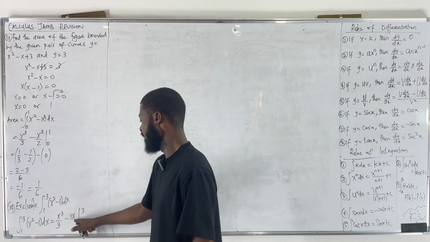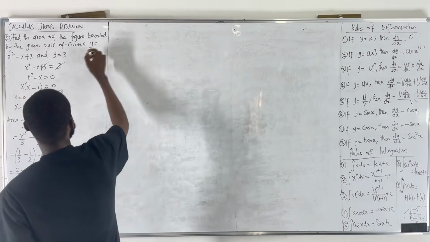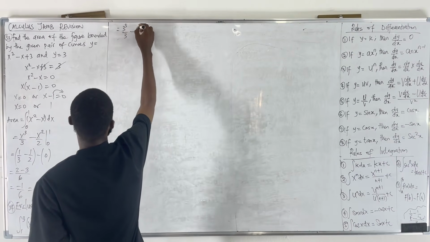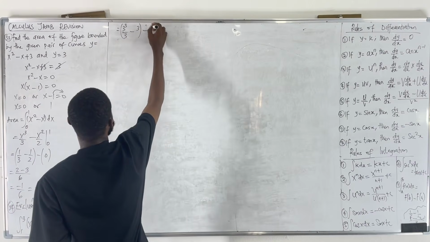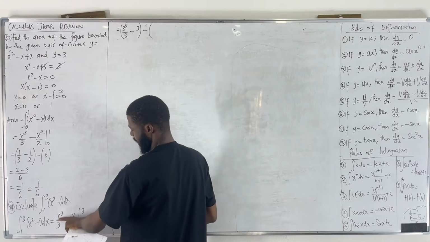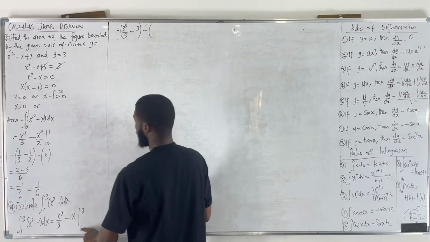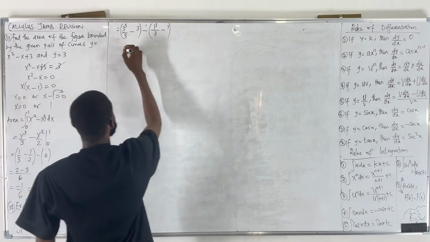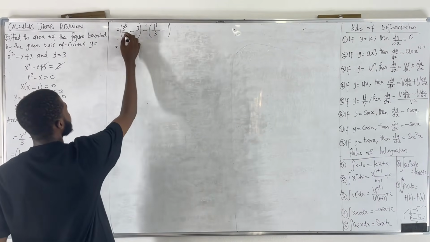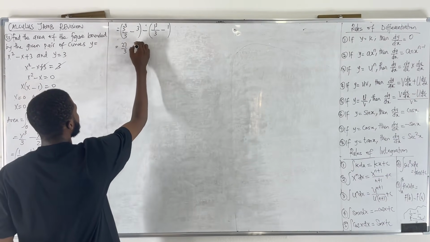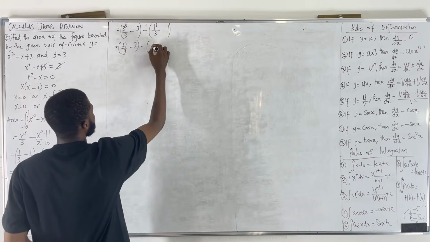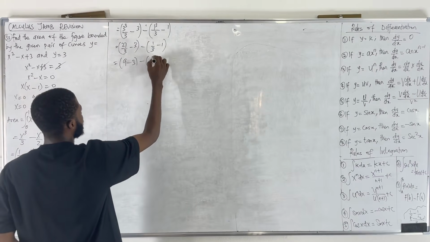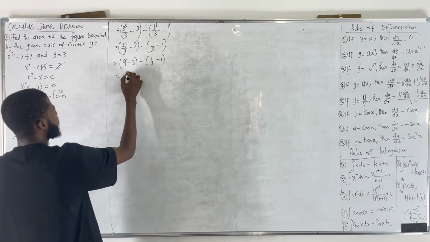So now what do we do? Anywhere we see x the first time, we put 3. So this will become 3 cubed over 3 minus 3. So this is for the first one. Minus, the second one, anywhere we see x here, we're going to put 1. So this will be 1 cubed over 3 minus 1. 3 cubed first of all is 27. 1 cubed is 1. 27 over 3 is 9. 9 minus 3 will give us 6.